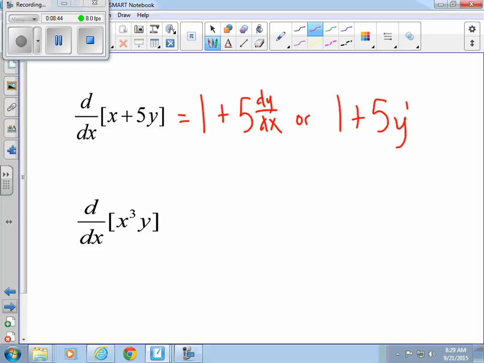So either way, chain rule, chain rule, chain rule. If I take a derivative of something other than x, I have to do times y prime, or times dy dx. Any questions so far?